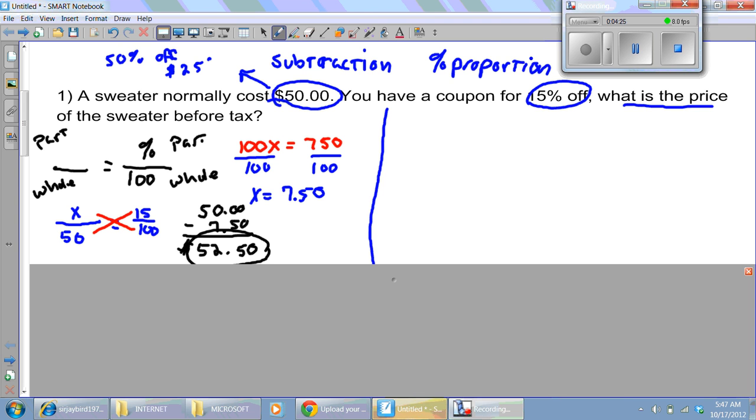Okay, now here's the way I like to do it. I know that I'm getting 15% off, right? What percentage am I paying? Well, full price would be 100%. I'm taking off 15%. Therefore, I'm paying 85% of the sweater. There's the subtraction. I like to do the subtraction first in a problem like this. Now, I'm still going to set up my percent proportion.